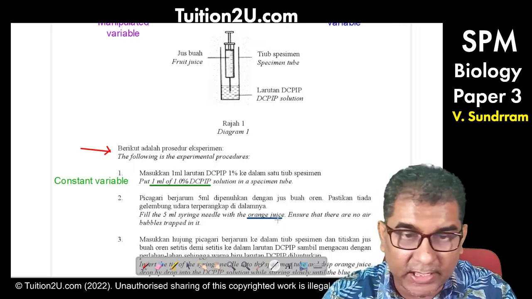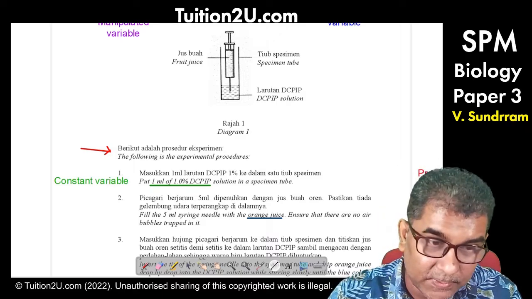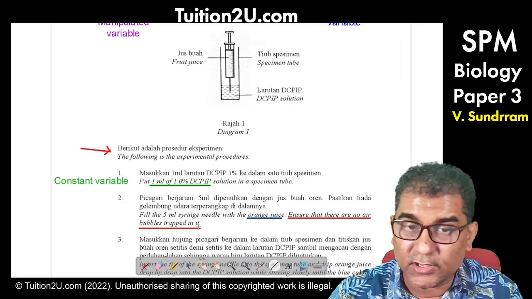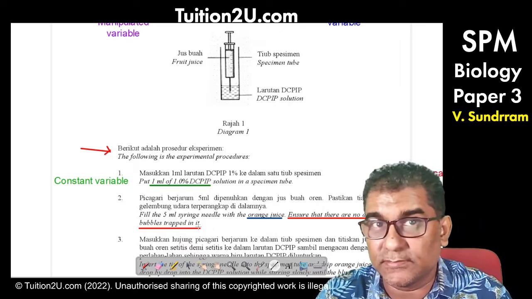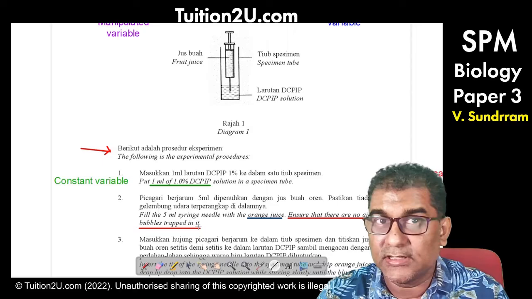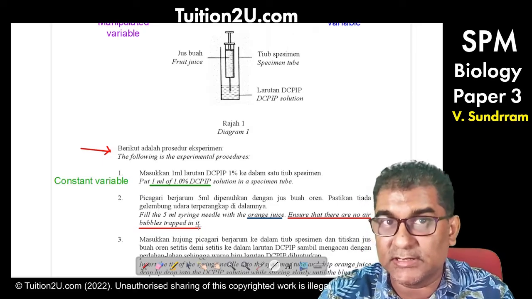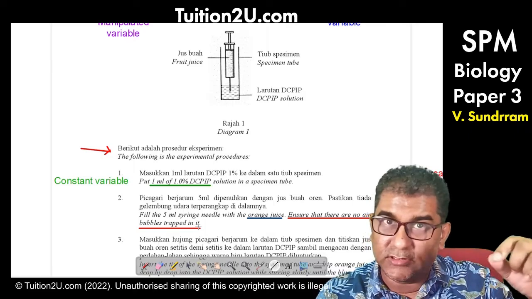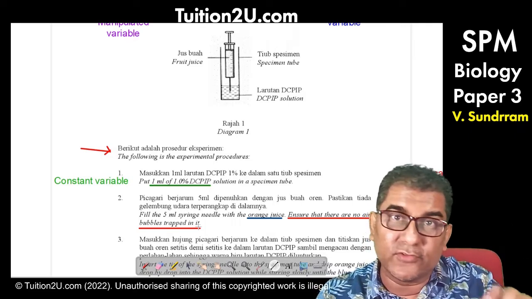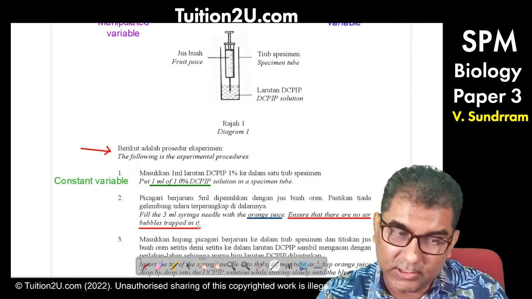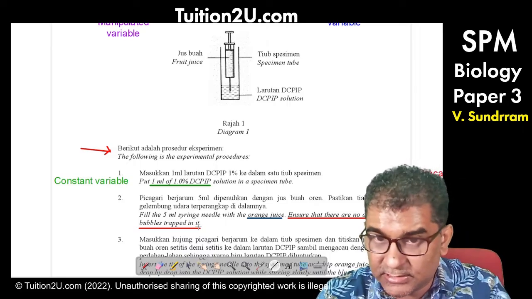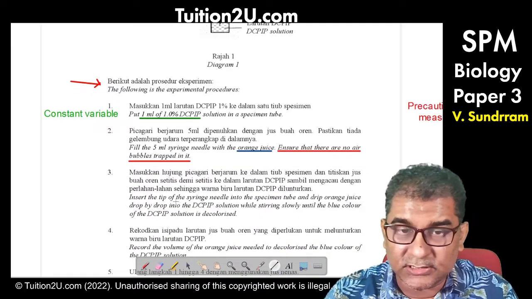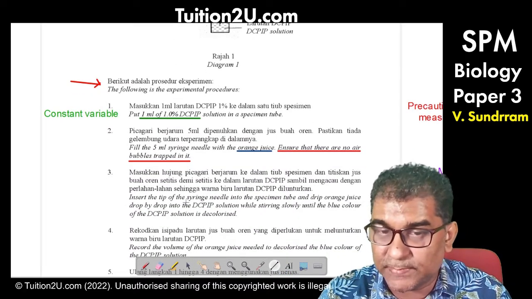Ensure that there are no air bubbles trapped in it. That means this is the precautionary measure. Because the air bubble will have oxygen. So if oxygen is present, it will affect the experiment result. So we have to make sure when we add this fruit juice, no air enters inside. Only the fruit juice enters into the DCPIP. So the syringe should not have any air bubble. That's a precautionary measure.